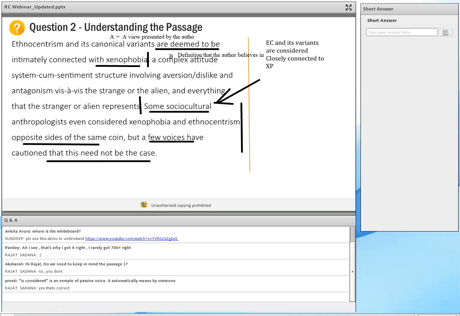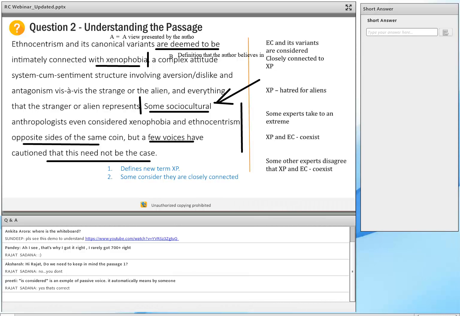All right. So what does the author say? That EC and its variants are closely connected to XP. What is XP? XP is hatred for all aliens. And then he talks about, first of all, the view of some experts who say that, hey, EC and XP coexist. And then he tells us that some other experts disagree with that view. Okay, so it defines a new term. Some say they're closely connected, and some other experts say otherwise.